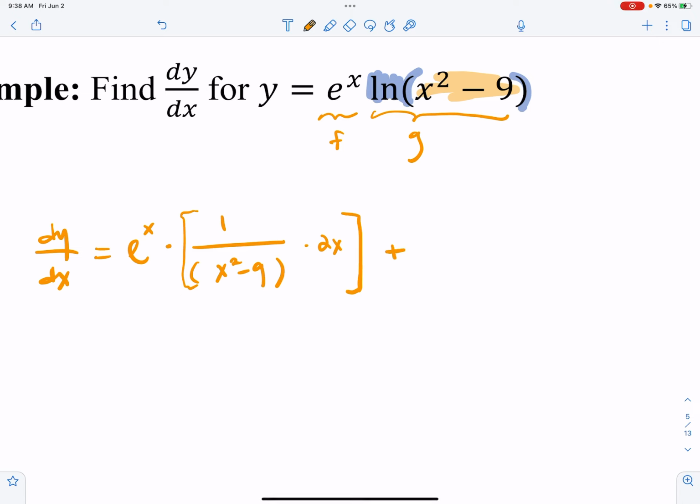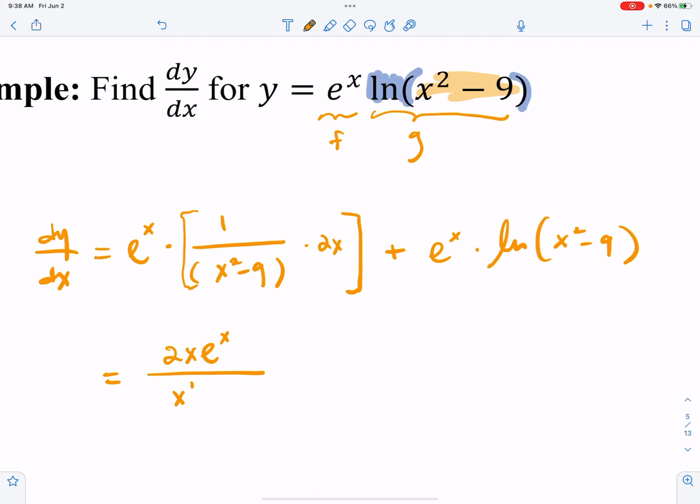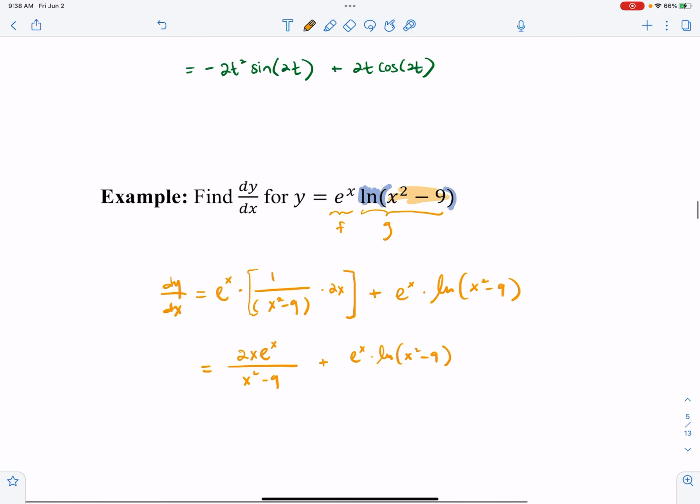And then plus derivative of e to the x is e to the x. And then times natural log of x squared minus 9. So that can just get cleaned up a little bit. And that's it.